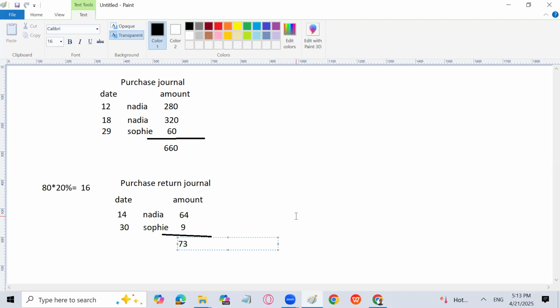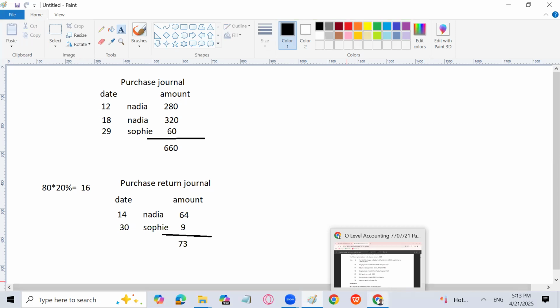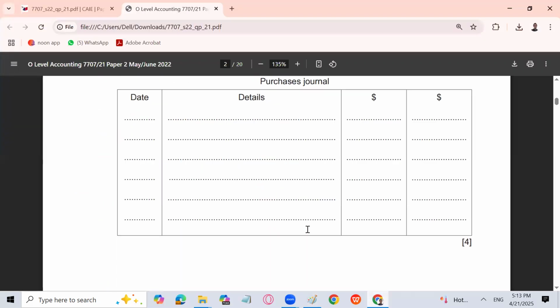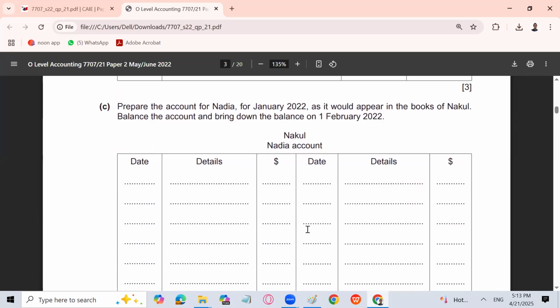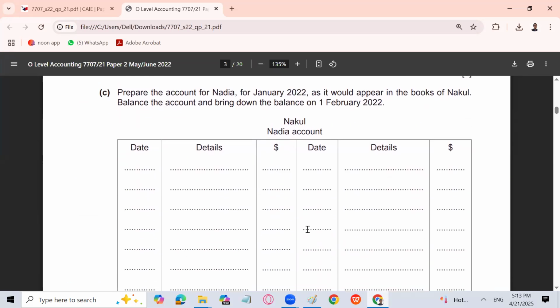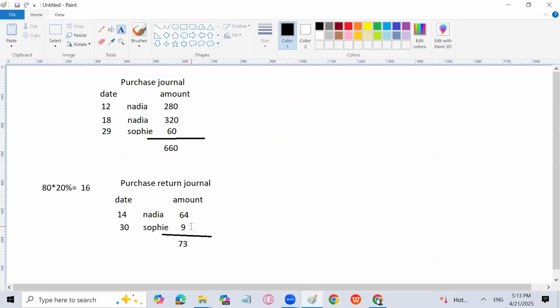73. Okay, so I'm done with the purchase journal and purchase return journal. Now let's move forward. He wanted us to prepare the account of Nadia. We can also prepare the purchase ledger control account. How come, sir? Let me share something with you. It is not required here though.